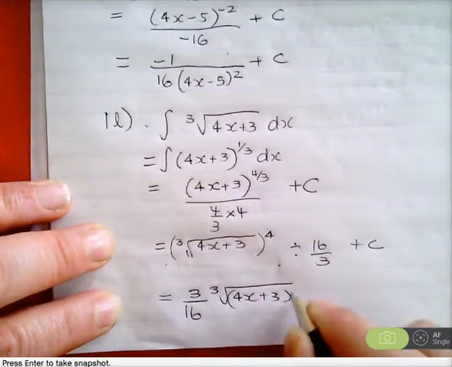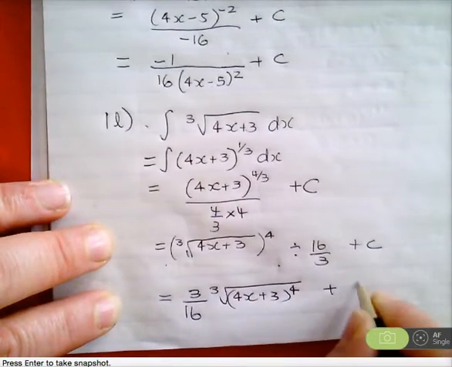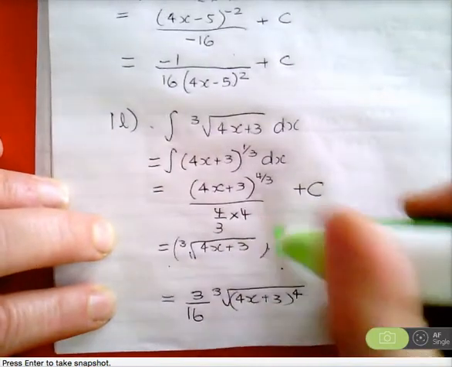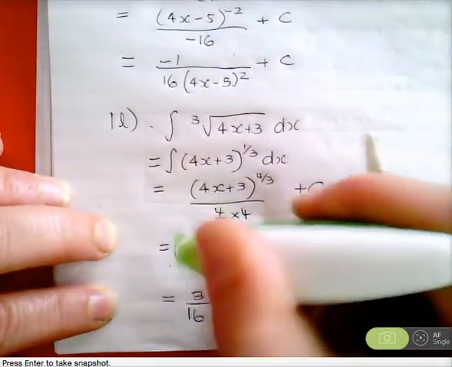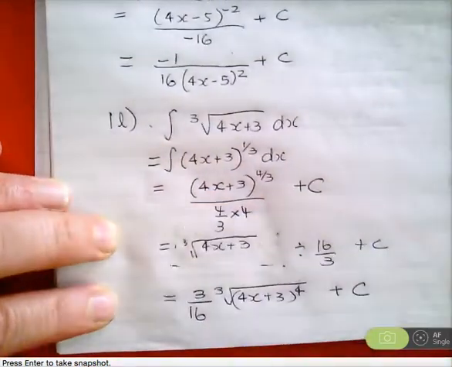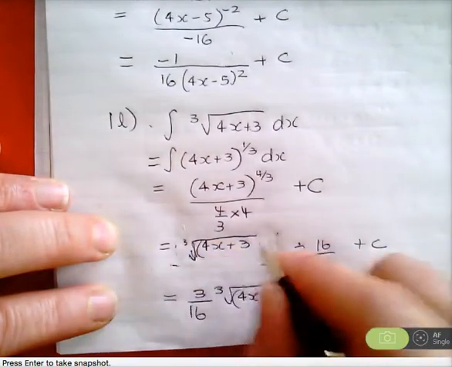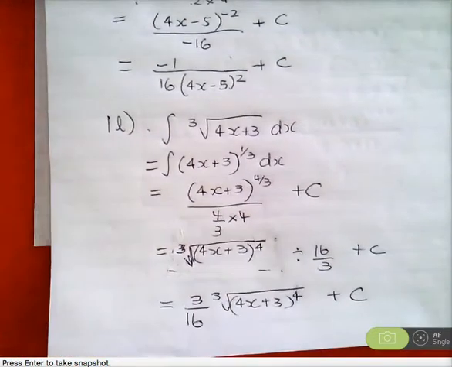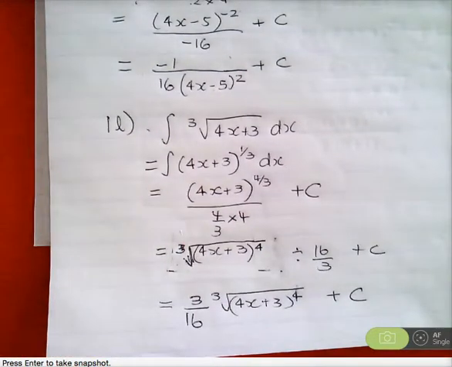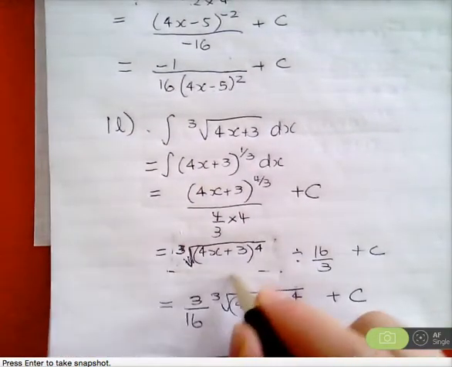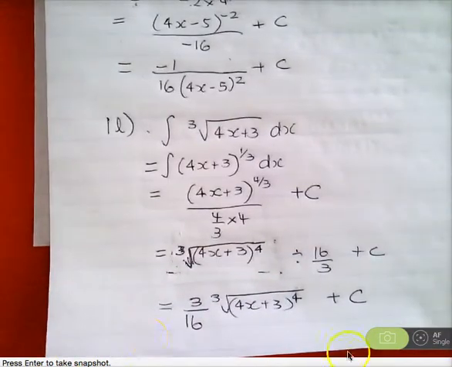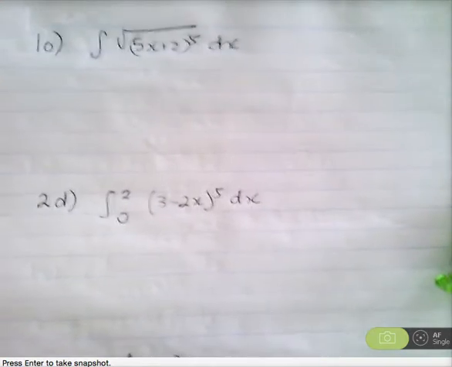I like to put the power under here actually. Plus c. It looks better, don't you think? Don't like that power on the outside. So I'm going to stick that power back inside. It looks nicer. All right, that's that one. All good? You could have put the 16 over 3 down there. I just wrote it there.